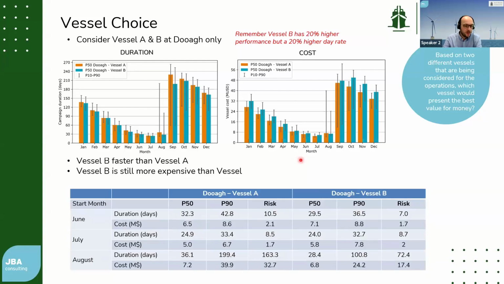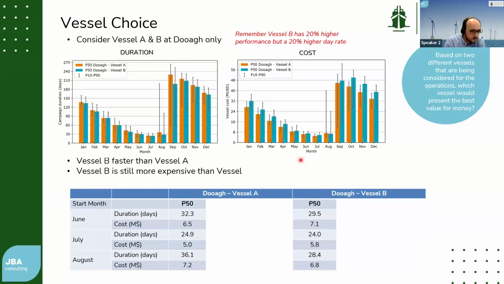But let's have a look at this from a tabulated perspective, and if we just look at our P50 for now, we can see that our cost for vessel A starting in June is 6.5 million compared to 7.1 million for vessel B. Starting in July, it's still cheaper overall compared to vessel B. But if we were to start in August, we can see that actually this flips, and vessel B actually becomes more expensive than vessel A. And it's also worth noting that you've got a higher risk of weather downtime if we start in August.